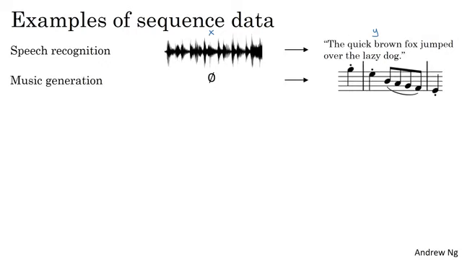Music generation is another example of a problem with sequence data. In this case, only the output Y is a sequence. The input can be the empty set, or it can be a single integer, maybe referring to the genre of music you want to generate, or maybe the first few notes of the piece of music you want. But here, X can be nothing, or maybe just an integer, and the output Y is a sequence.